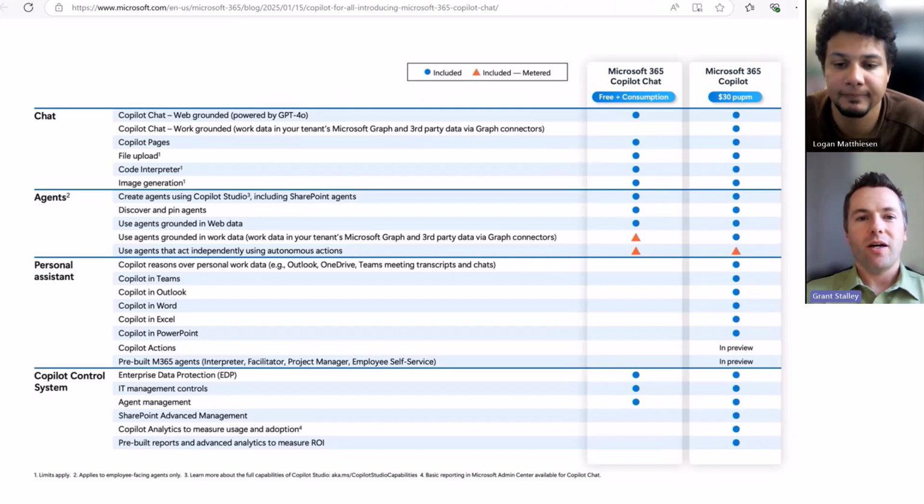And the one thing I do want to point out here that is a pro for us is, right above what we were just talking about, the enterprise data protection and the IT management controls and agent management. That's going to be something that you will have available as an organization with Copilot Chat. So this is some great, very high level understanding for us as a consumer of what the differences are, especially as more and more organizations make the journey from this free Copilot Chat into that full-fledged Microsoft 365 Copilot license.